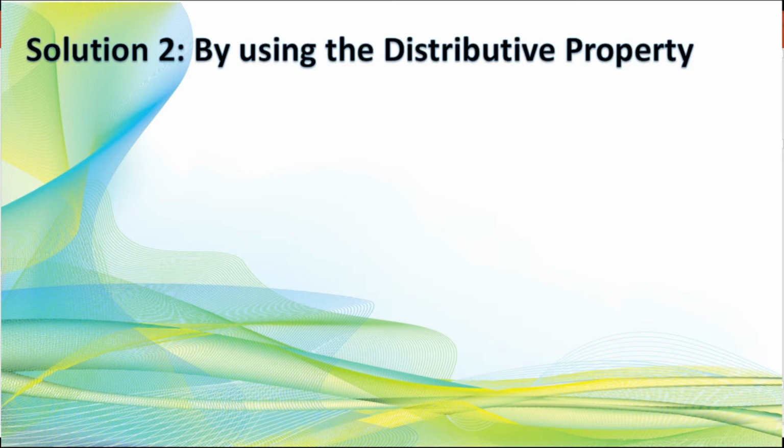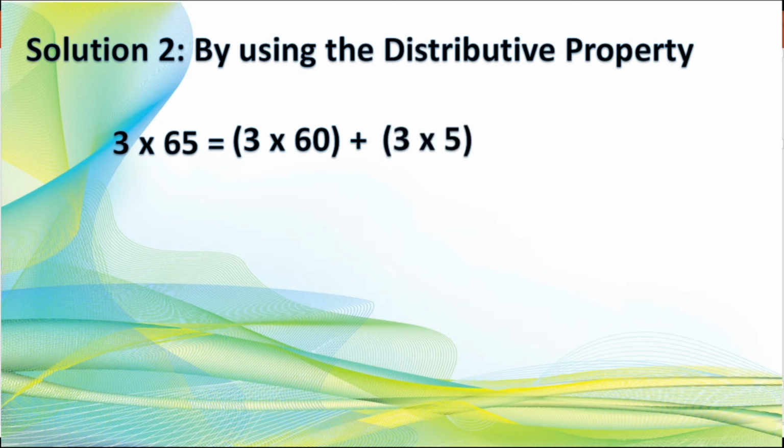Solution 2, by using the distributive property. 3 times 65 is also equal to 3 times 60 plus 3 times 5. 3 times 60 is equal to 180. 3 times 5 is equal to 15. 180 plus 15 is equal to 195.